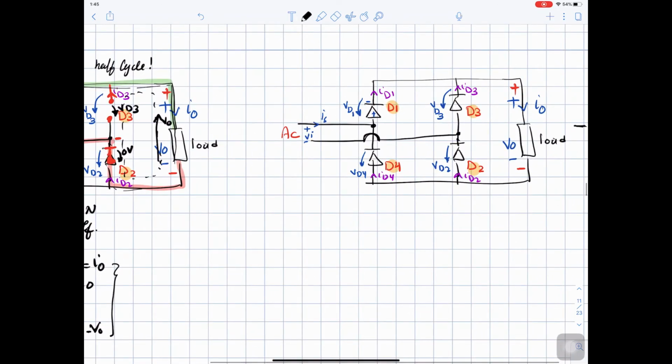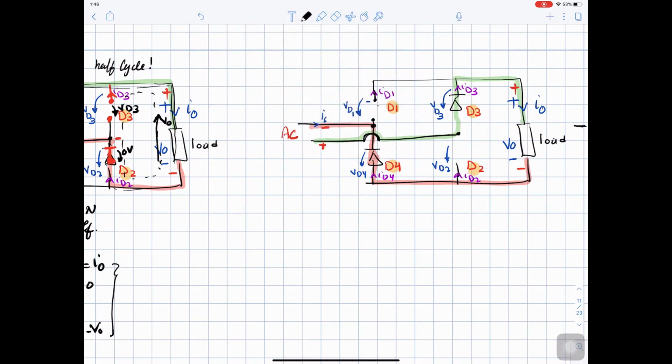Now when the source reverses direction during the negative cycle of the source, in this case here we will have negative and here we will have positive. So the negative will forward bias this diode and it will go down to the negative. The positive here will forward bias the top diode and it will go to the positive here, which means that this diode is disconnected and this diode is disconnected.